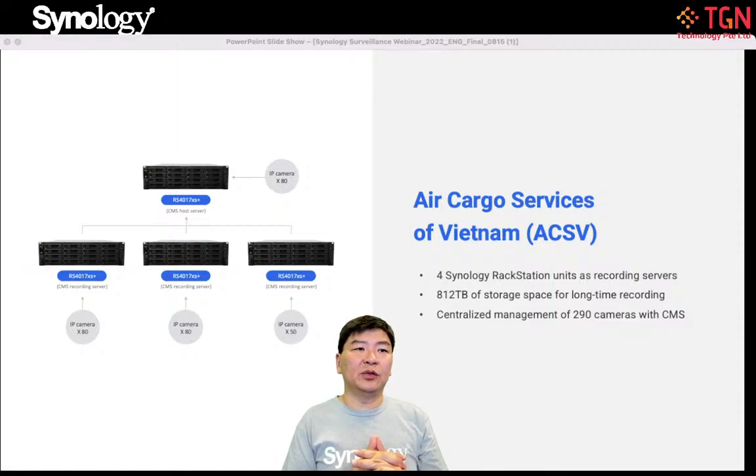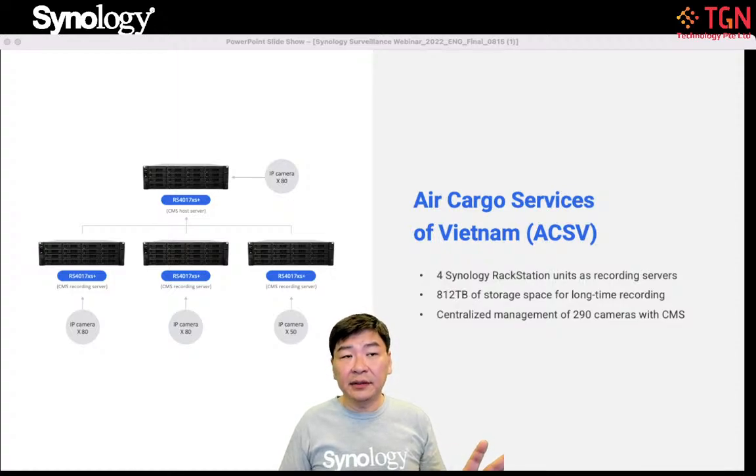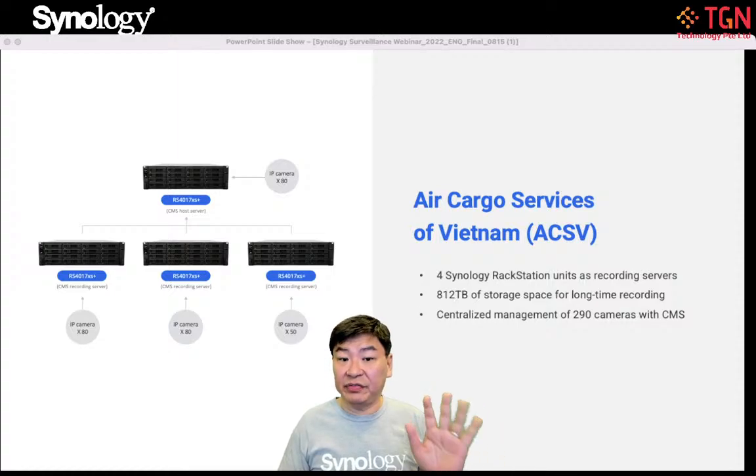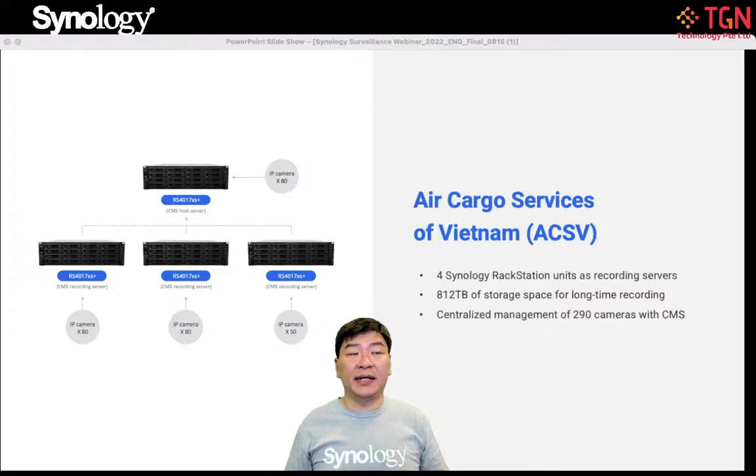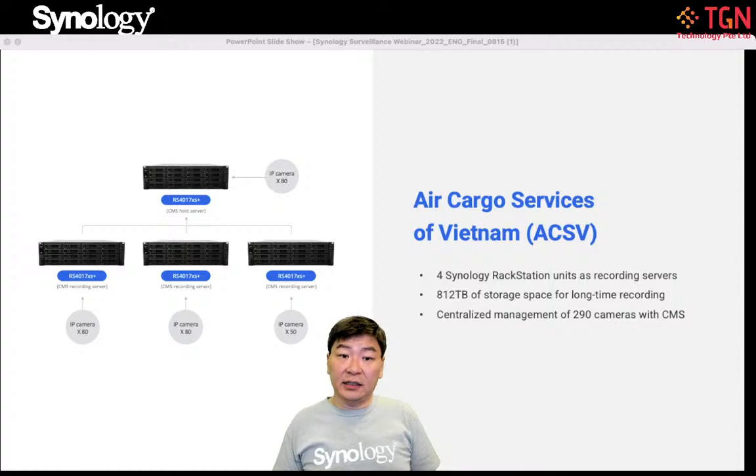What they did was break it down to 4 models of 4017 XS Plus, fully loaded with hard drives and also memory. At the same time, they split it up into a couple of different sectors. You can see here one sector with 80 cameras, and another with 50 cameras. So they broke it down to 80, 80, 50, followed by another 80 on the host. They are using the CMS solution, which I will talk about later in the slides.